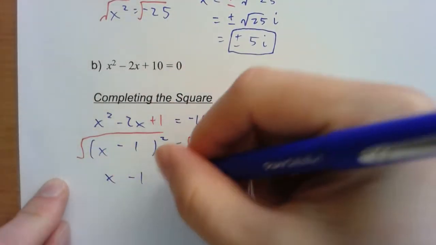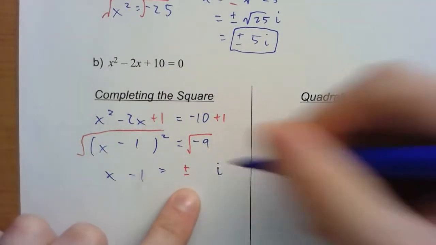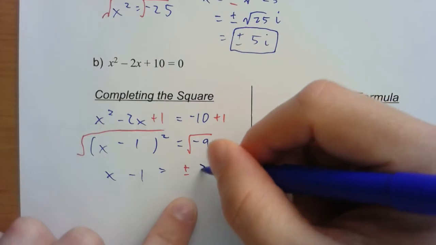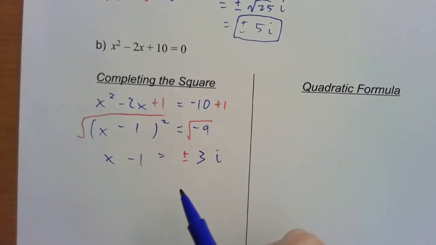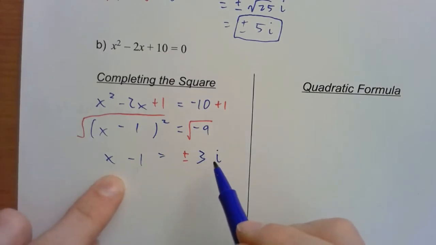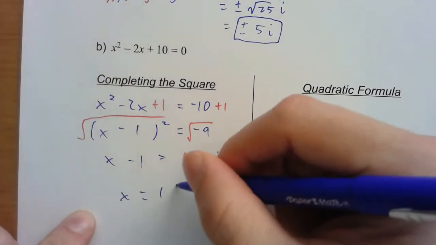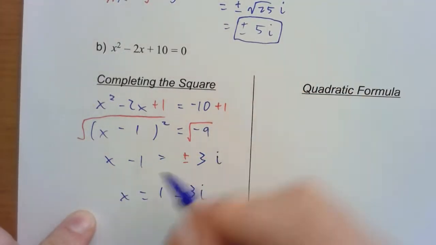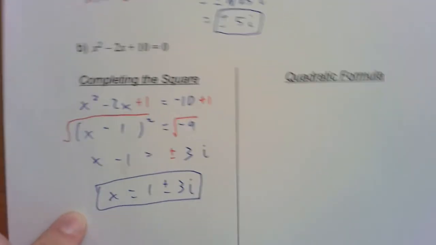And so we've got x minus 1 equals, and again, square root of a negative means we're going to have i, and then square root of 9 is 3. And so then we're going to add the 1 over there, but when I add 1, I can't actually add 1 to this right here. They're not like terms, so I have to just write 1 plus or minus 3i when I add that 1 over. And so that is my answer.